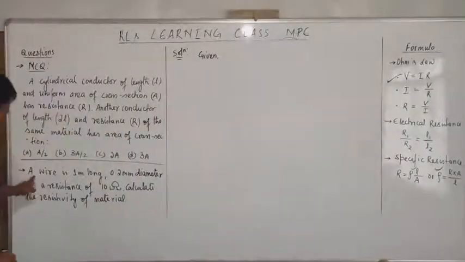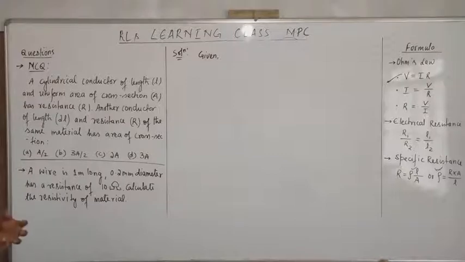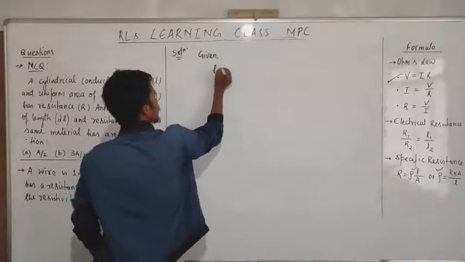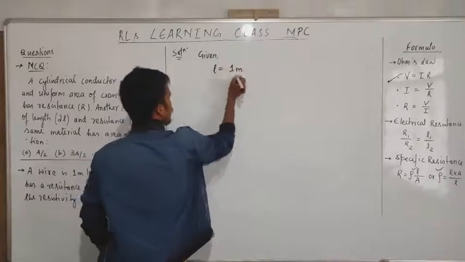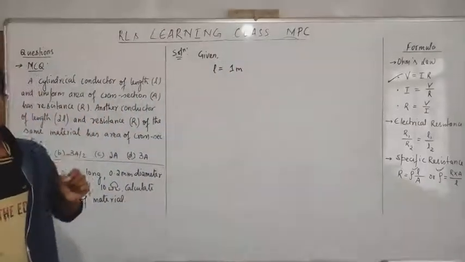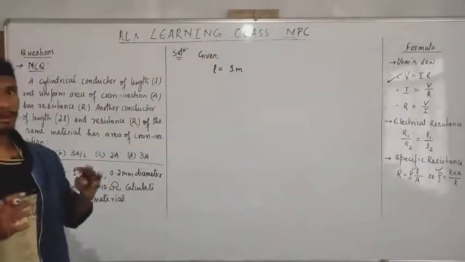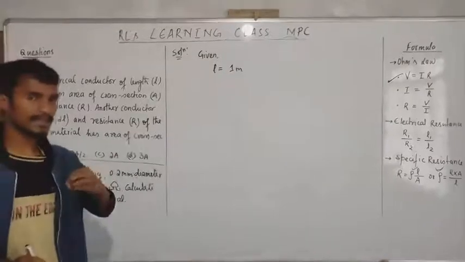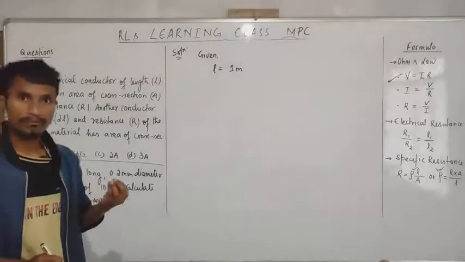Okay, now this question: a wire is 1 meter long. Again, same, they gave the length of the wire is 1 meter. It's already given in meter, so we don't need to convert to any other unit. They already gave it in SI. Like in the last question they gave centimeter, that's why we needed to convert it to meter.